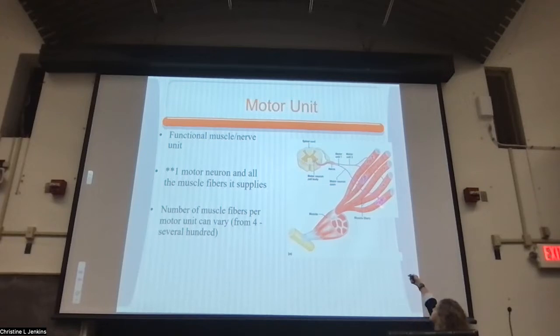So each individual muscle fiber contracts with the same intensity, but I can change the overall intensity by how many nerves I stimulate, by how many motor units I stimulate.